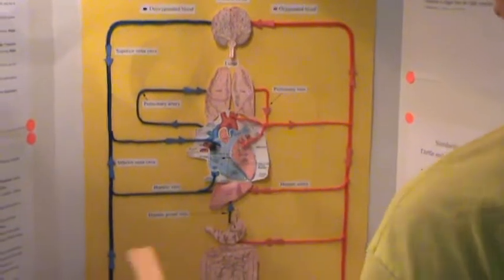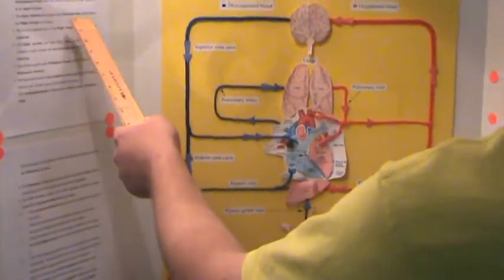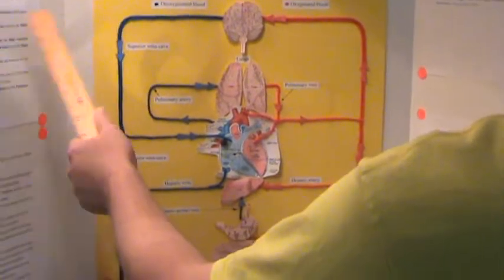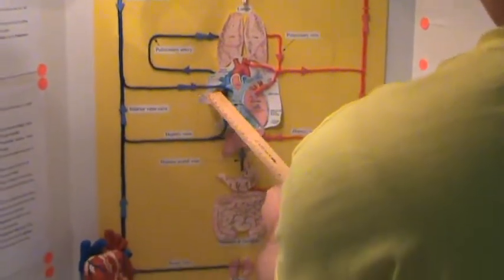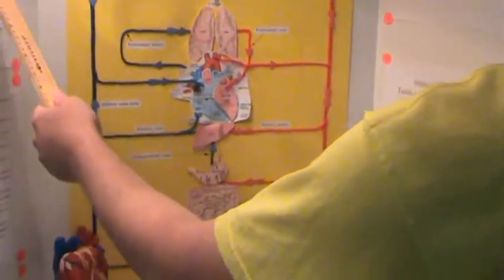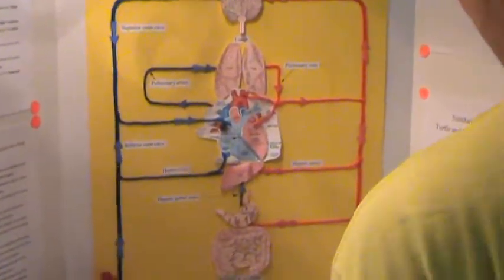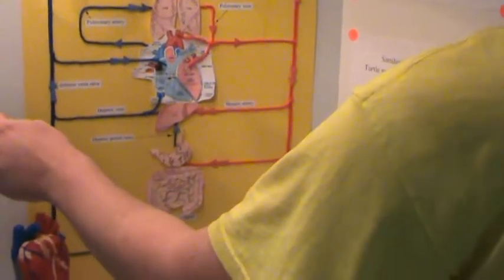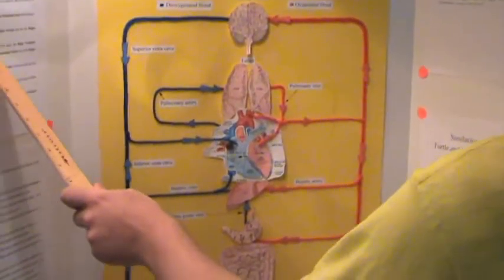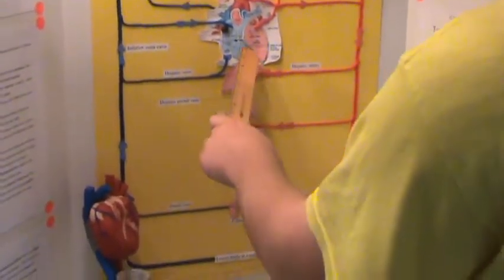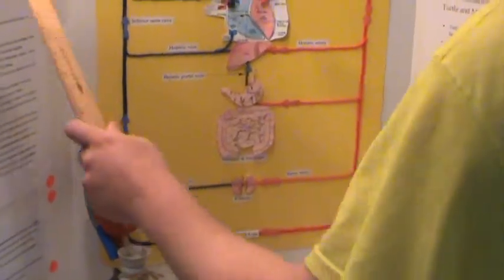Right here. The right atrium gets a signal from a sinoatrial node, which causes the right atrium to contract. Here's the sinoatrial node. The blood is pushed out of the right atrium and into the right ventricle, which is down here. The right atrium fills with blood again. The right ventricle contracts, which pushes the deoxygenated blood out of the right ventricle, which is down here.